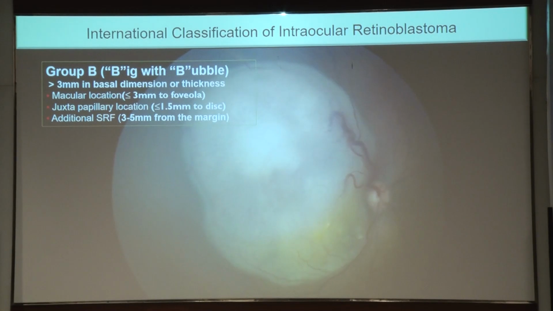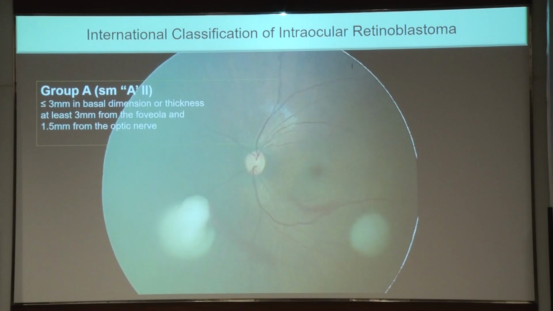I'm just going to make it slightly easier for you, taking you through the grouping and the TNM together so that it's easy to remember, although you'll have to go and revise it again. So we have group A, A for small, less than 3 millimeters in basal dimensions and away from the fovea and the optic nerve. That is group A.